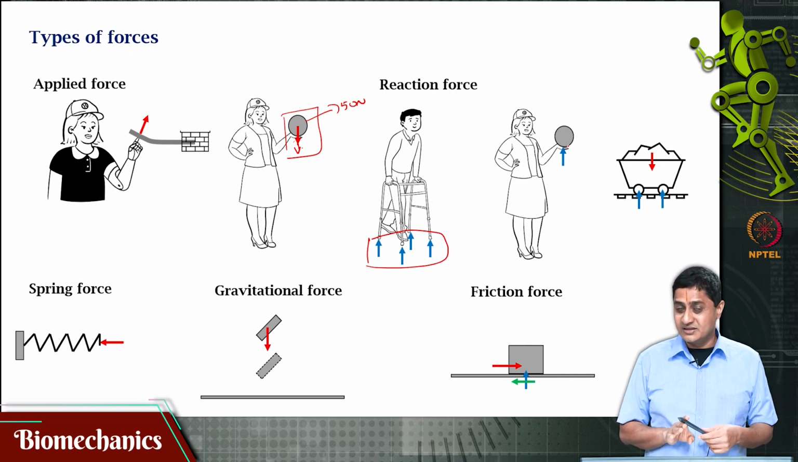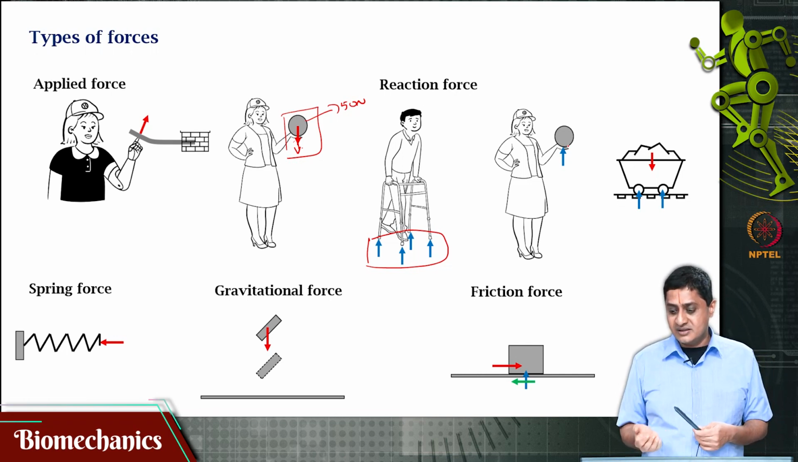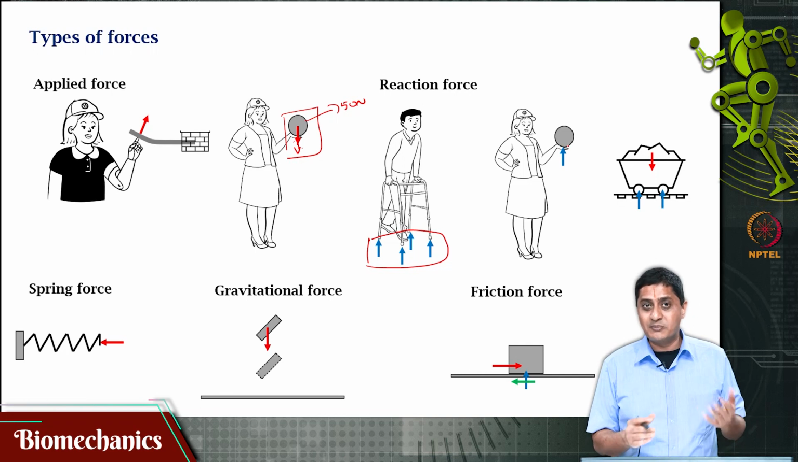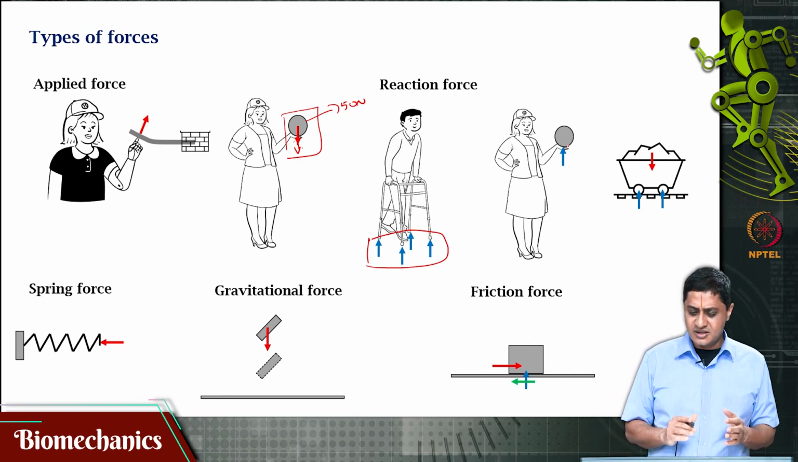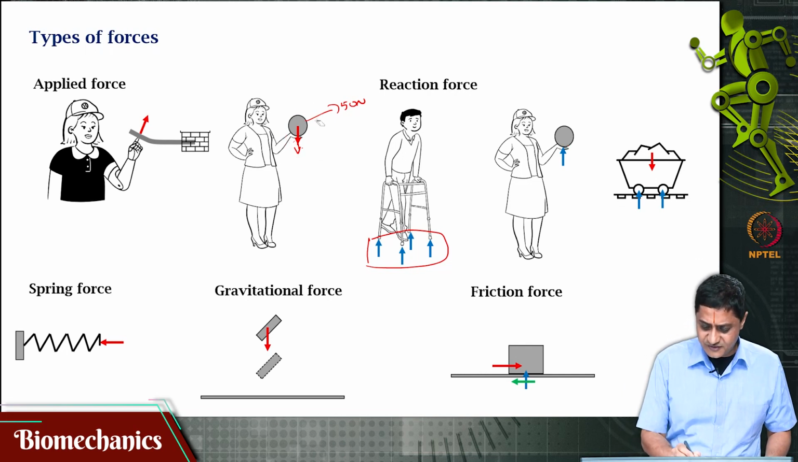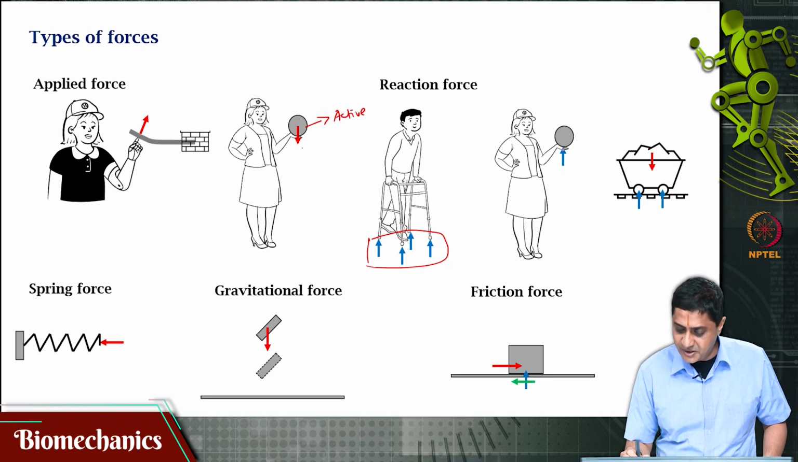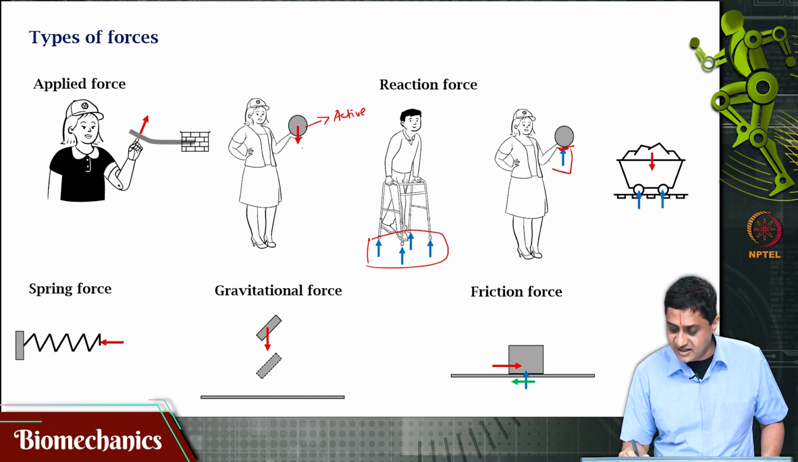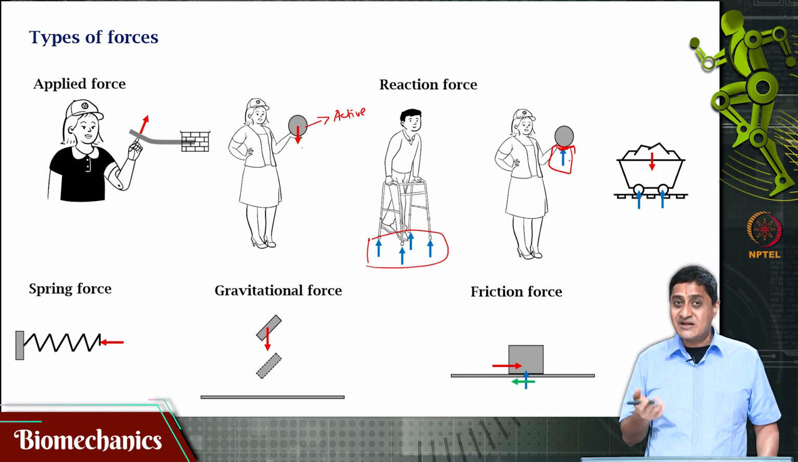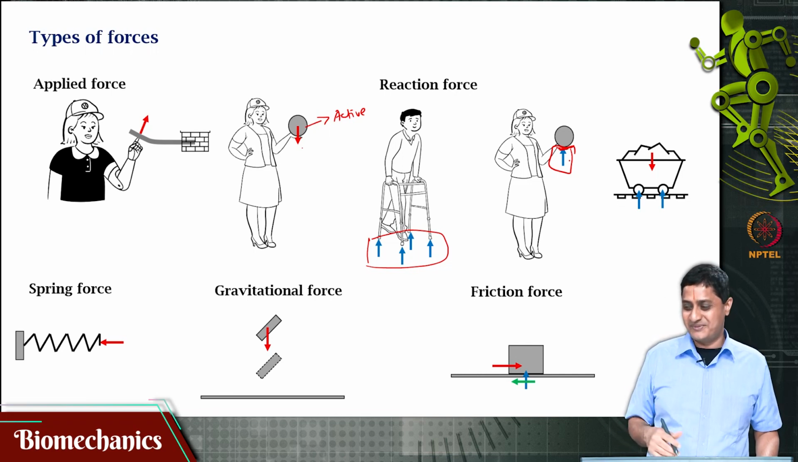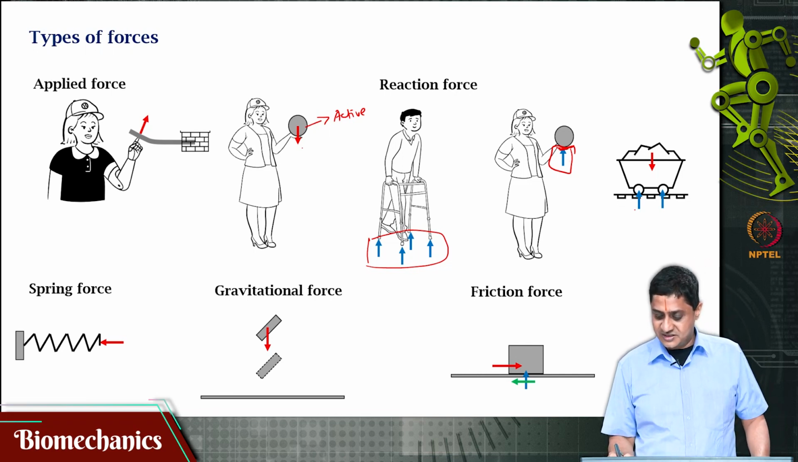If you are looking at it from the viewpoint of the hand, then the force that is applied by the lady is the applied force and the ball's force can be the reaction force. But generally it makes sense for us to consider this force as the active force and the force applied by the hand on the ball as the reaction force. This is the reaction, because if there was no ball, then this force will not be applied. That is the reaction force.